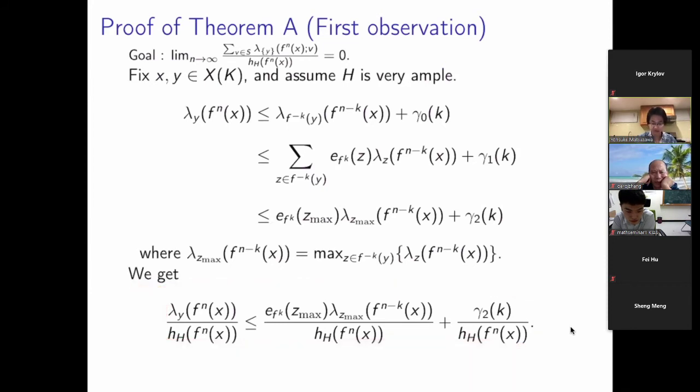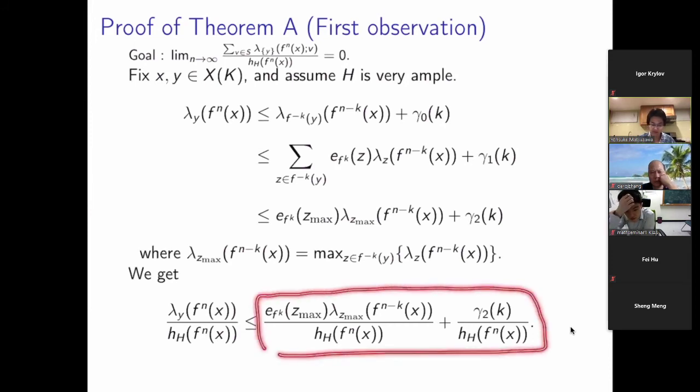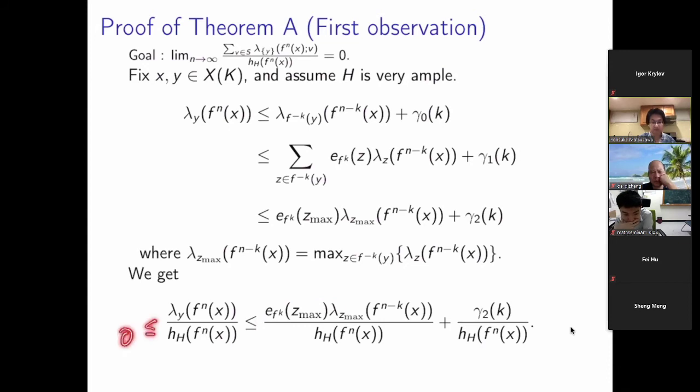Okay, so just dividing by the ample height function, we want to know this limit. This guy goes to 0. And we can bound this guy by this function. And note that this is bounded from below by 0. So we only need to show that this goes to 0. And this part is fine.